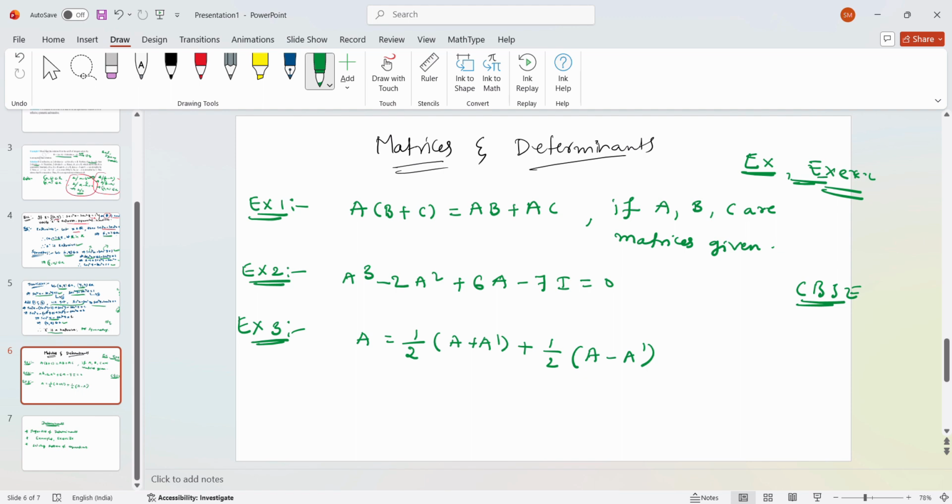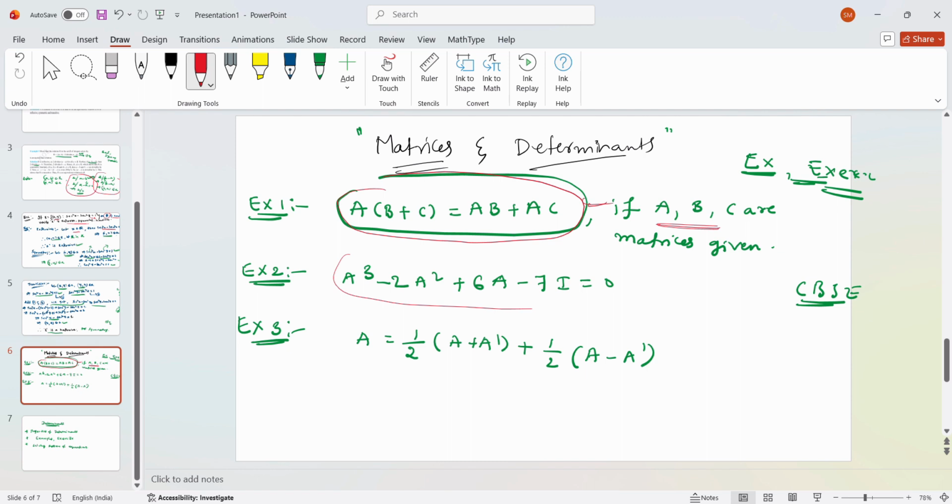And one more thing, coming to this matrices and determinants chapter, expected questions are always identities of this form. Okay, A(B + C) = AB + AC. This kind of identity we have to prove when they are giving three matrices A, B, C. The same way this type of problem also we can expect in the examination. And then every matrix can be written as the sum of a symmetric and a skew symmetric matrix. This is also an important type of question. So these kinds of questions we'll be getting.